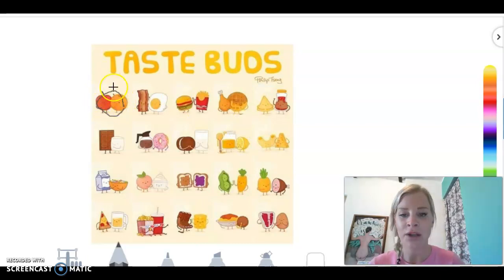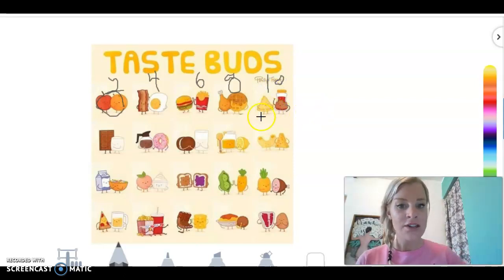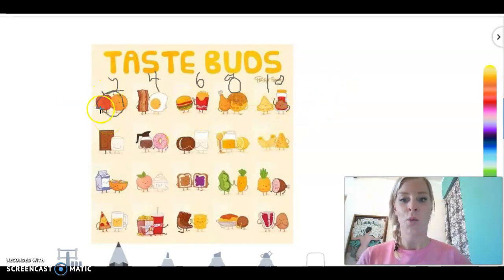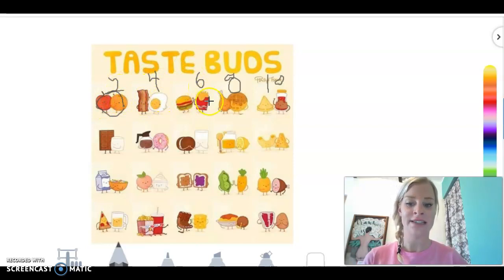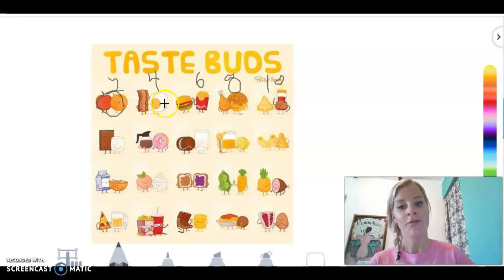Here, I'm not going to write the 1, I'm going to write 2. Then 4. Then 6. 8. 10. And even though I'm only writing some of the numbers, there are still 10 things of food here. 1, 2, 3, 4, 5, 6, 7, 8, 9, 10. Or 2, 4, 6, 8, 10.